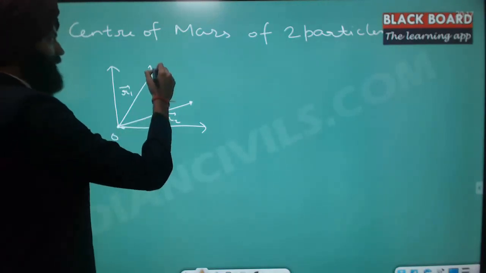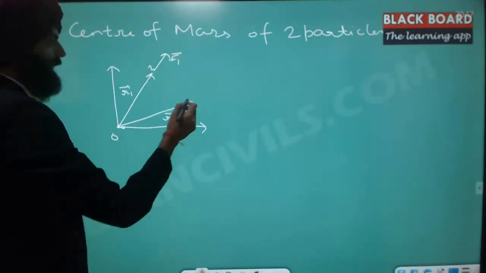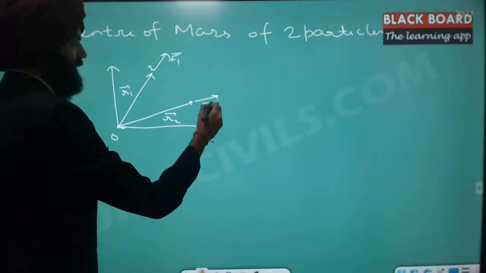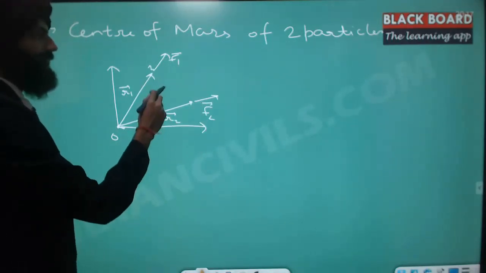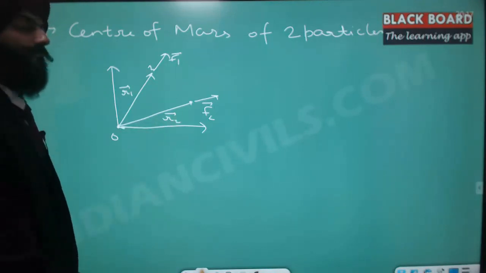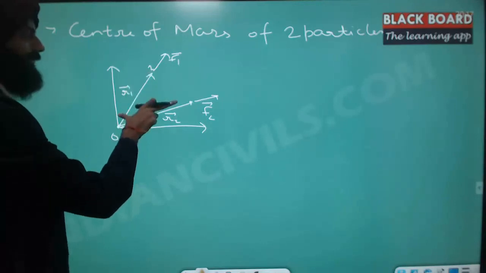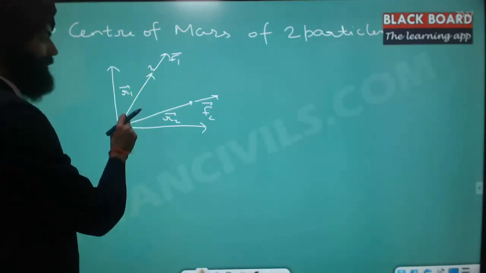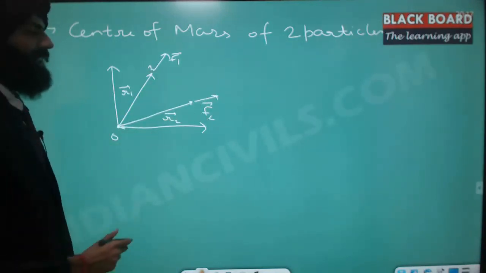So on particle 1, the force which is acting is F1 in this direction, and on particle 2, the force F2 is acting in this direction. Now, since it's a central force, the magnitude of these two forces would have been the same if they were at the same radial distance from the center. Since we are taking a general system, they may be at different distances from the center. That's why we take F1 and F2 and not the same F.